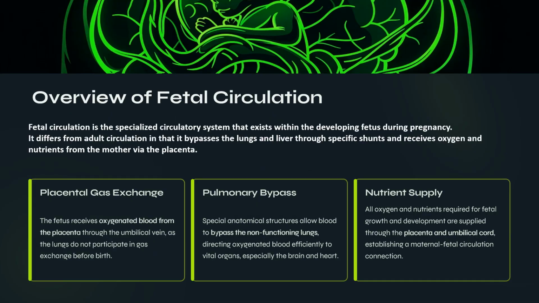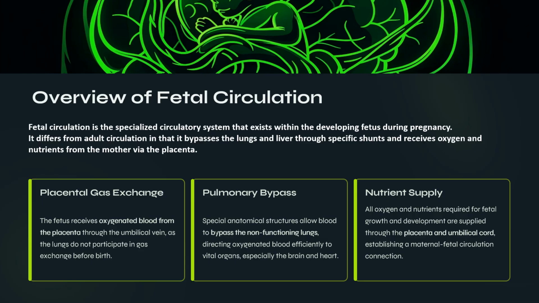This is an overview of fetal circulation. Fetal circulation is a specialized circulatory system that exists within the developing fetus during pregnancy. It is a unique system that ensures the developing baby receives adequate oxygen and nutrients. It differs from adult circulation because it bypasses the lungs and liver through specific shunts. So, through the shunts, the lungs and liver are bypassed, and the fetus receives oxygen and other nutrients from the mother via the placenta.